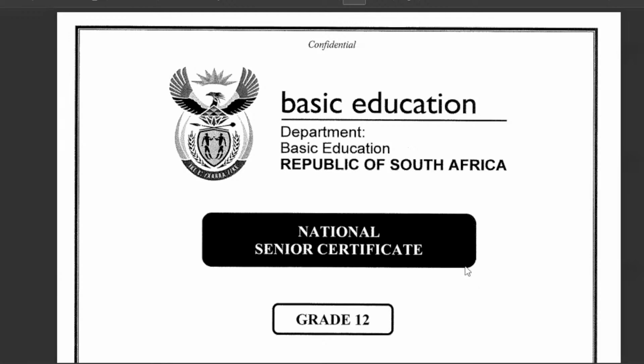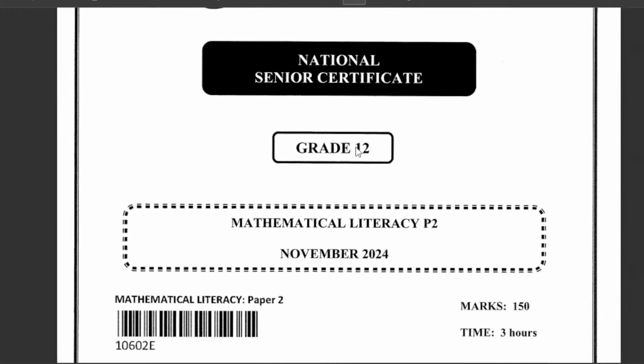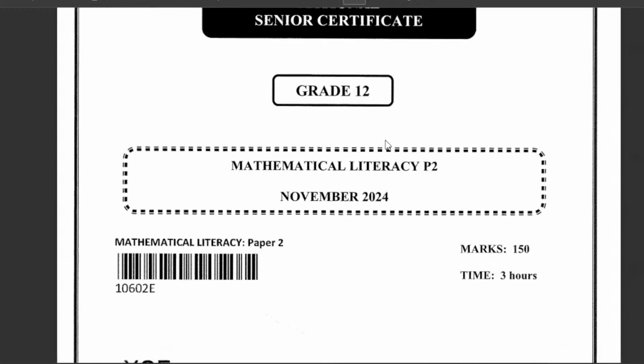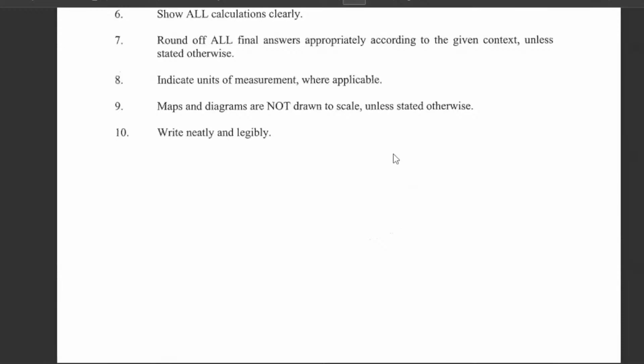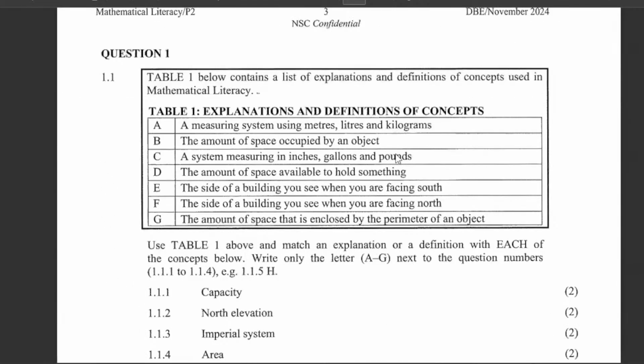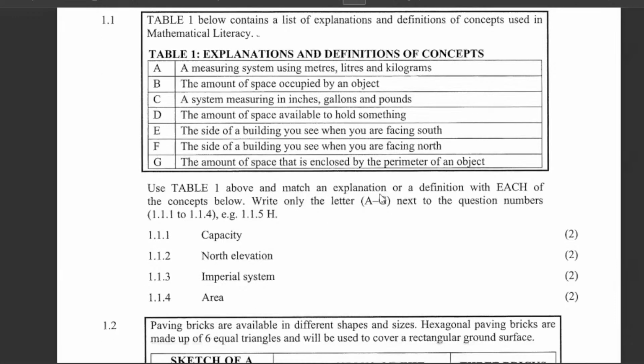Basic Education, Department of Education, Republic of South Africa, National Senior Certificate, Grade 12, Mathematical Literacy, Paper 2, November 2024. Paper written today, which was 150 marks for 3 hours. Let's go into the questions. Question number 1. Table 1 below contains a list of explanations and definitions of concepts used in mathematical literacy. Table 1, explanations and definitions of concepts. Now they want you to match. You should get used to this as we go on.